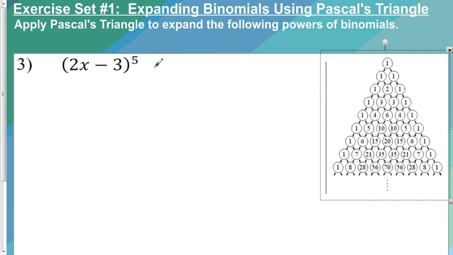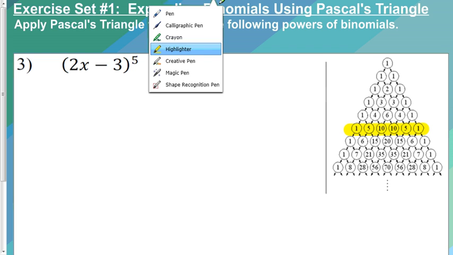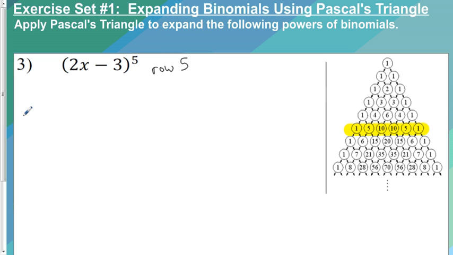But the 5th power means I want to look at row 5. So I look down here. Here's row 5: 1, 5, 10, 10, 5, 1. And so let's go ahead and fill in those coefficients. So I have a 1, I have a 5, a 10, a 10, a 5, and a 1.